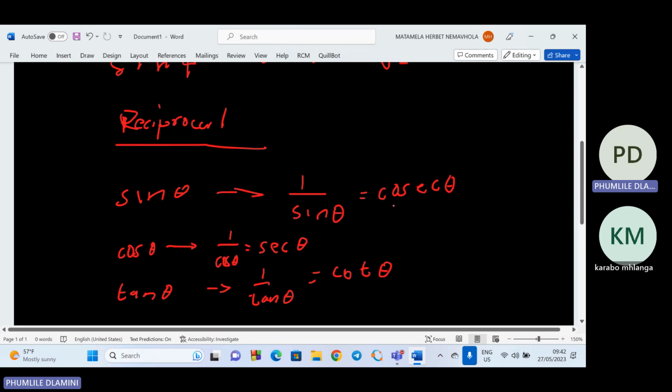So if you are working with cosec, you can change it to 1 over sine if you are not able to work with cosec. If you are working with sec, you can change it to 1 over cos theta. If you are working with cot, you can change it to 1 over tan theta.